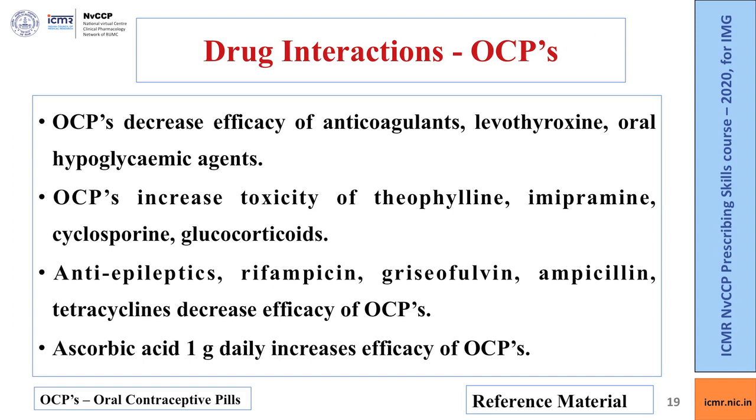For example, oral contraceptives decrease the efficacy of anticoagulants, levothyroxine and oral hypoglycemic agents. Oral contraceptive pills increase the toxicity of theophylline, imipramine, cyclosporin and glucocorticoids. Antiepileptics, rifampicin, griseofulvin, ampicillin and tetracyclines decrease the efficacy of oral contraceptive pills, and ascorbic acid 1 gram daily increases the efficacy of oral contraceptive pills. Additional information on contraceptive pills is given in the reference material.